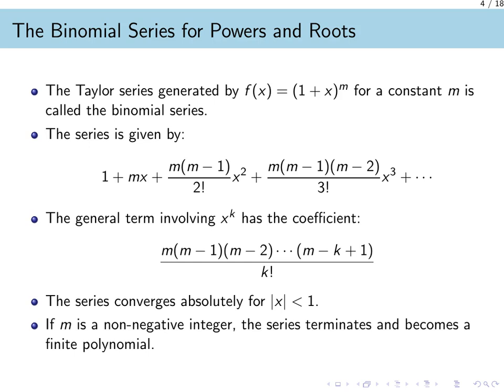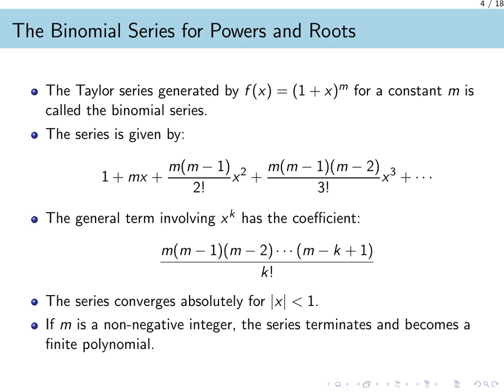The series begins with 1 plus m times x plus a term with x squared, and so on. A clear pattern emerges in the coefficients. The coefficient for the term containing x to the power k is a fraction. The numerator is a product of k terms, starting with m and decreasing by 1 at each step, down to the term m minus k plus 1. The denominator is k factorial.